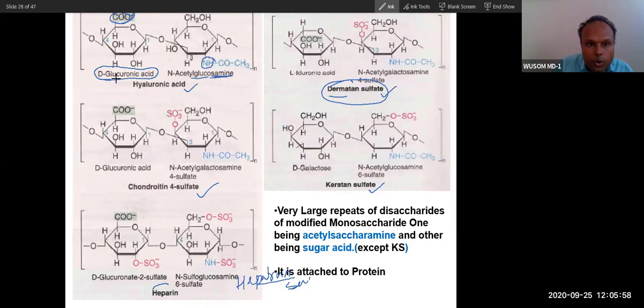So it is a repeat of sugar acid, sugar amine, and in other places you can see sugar acid and then galactosamine here. Sugar acid and sugar amine.